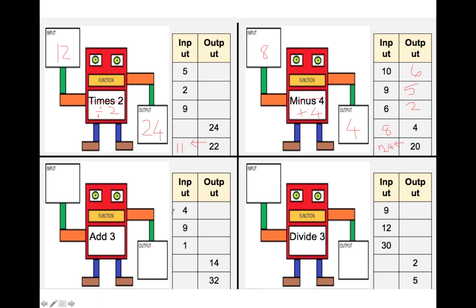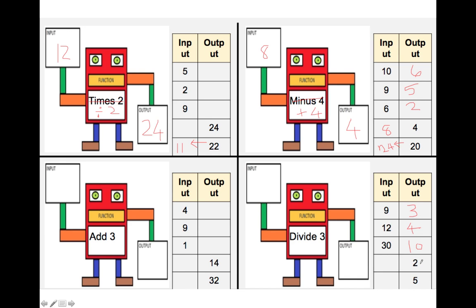And we'll just do one last one. Let's have a look at this divide. Put a number in, it divides it by 3 and gives you a new number out. If I put 9 in, divide it by 3, I'll get 3. If I put 12 into the input, divide it by 3, 12 divided by 3 is 4. If I put 30 in, divide it by 3, 30 divided by 3 is 10.